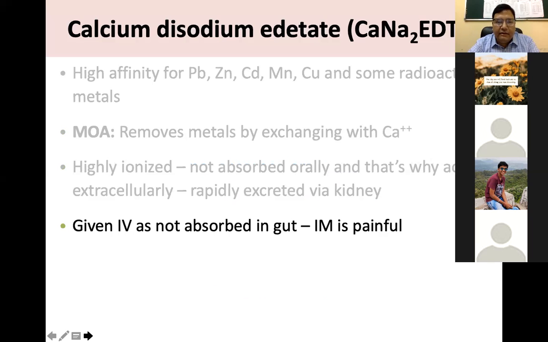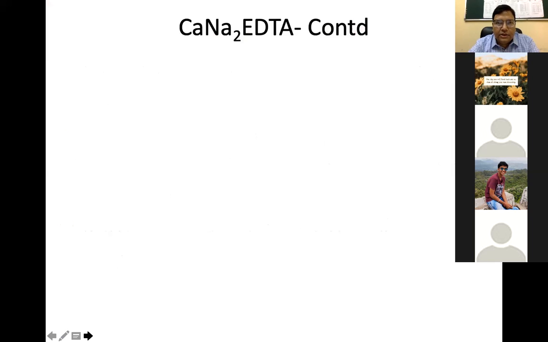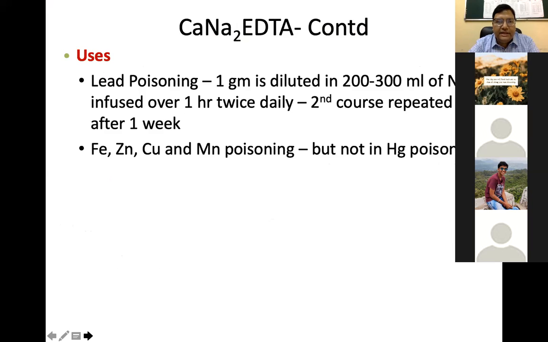When given, mostly it is given by IV route, as it is highly ionized, so it is not absorbed through the gut, and intramuscular administration is very painful, and it has no CSF penetration. So we use it in lead poisoning and the other zinc, copper, manganese poisoning, but not in mercury poisoning, as it forms complexes which are poisonous.